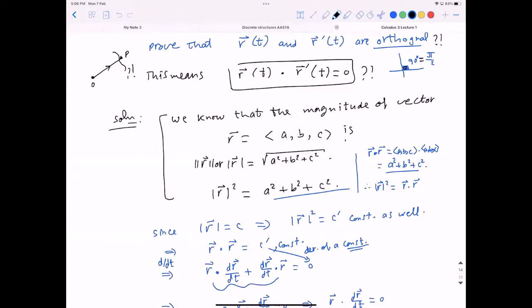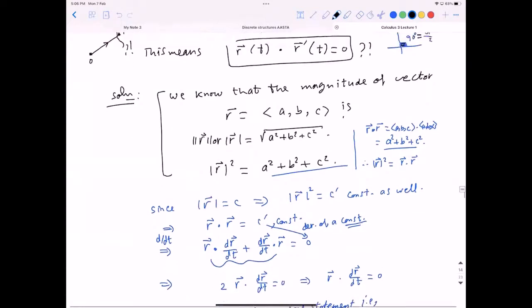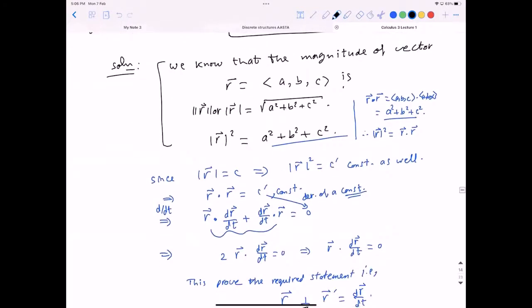Okay, we know that the magnitude of the vector r, a, b, c, is written this way or this way. This is the magnitude of the vector. The length of the vector is given by the Pythagoras formula, a square plus b square plus c square under the square root, the radical. The square of the magnitude is the same thing without the radical sign.